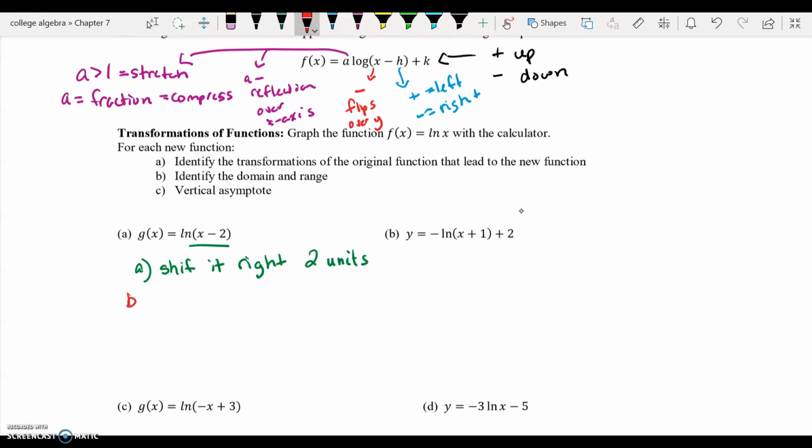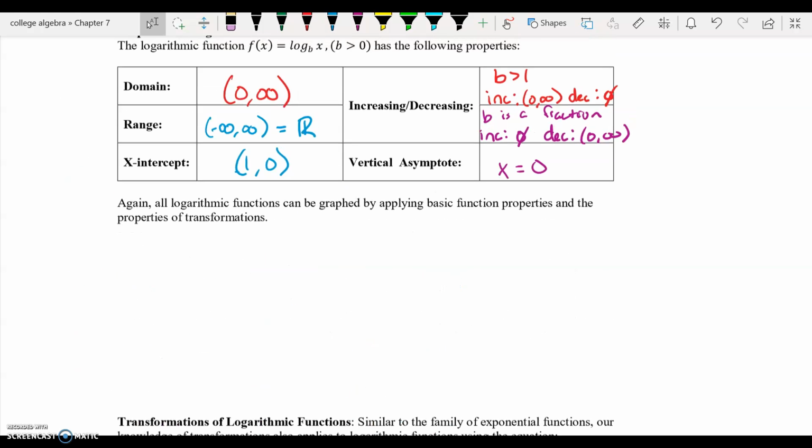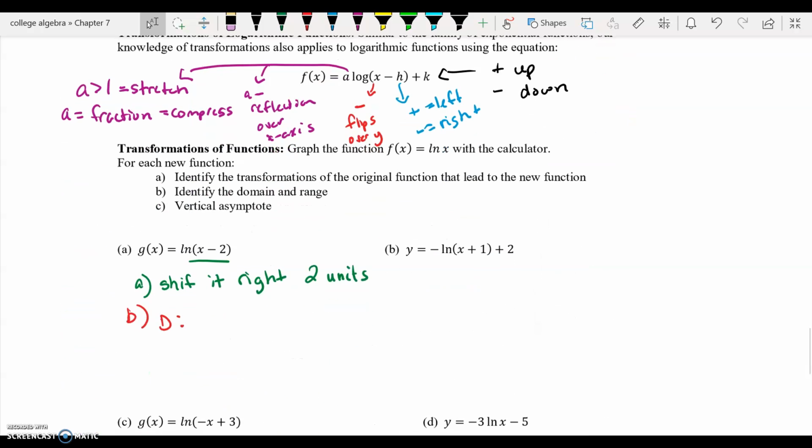Now the next thing I'm going to do is my domain and range. If you move it left or right, that affects the domain. Remember, our domain is 0 to infinity. However, now I moved it to the right, so it's going to be 2 to infinity. Your range does not change. It's all real numbers.